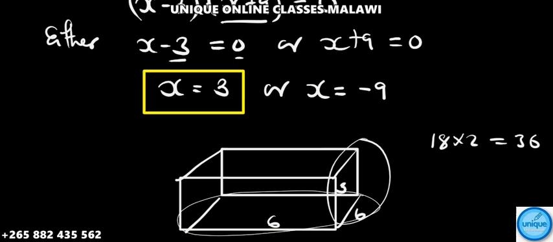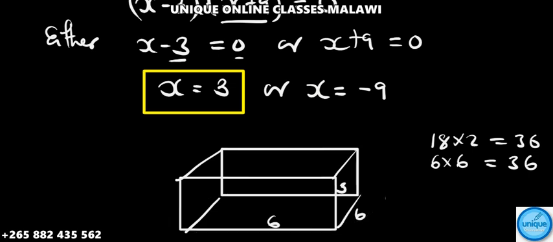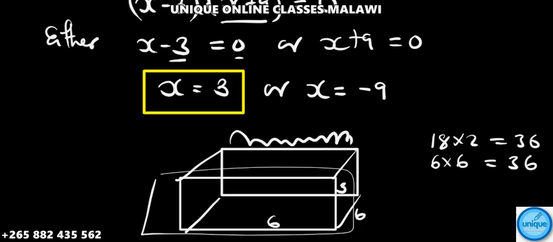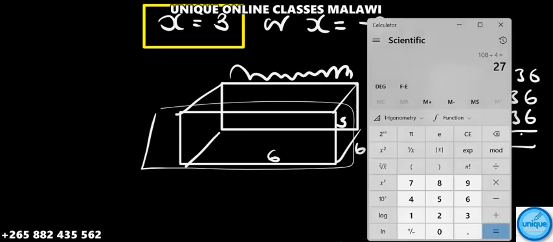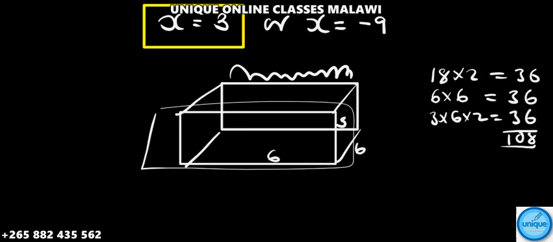The one at the bottom here, we have 6 times 6, so 6 times 6 is 36. Then the one in front, we have 3 times 6, so 3 times 6 is 18. Then 18 times 2, since there is another one at the back, is 36. So we have 36 three times, which gives 108. You have our total surface area as 108.